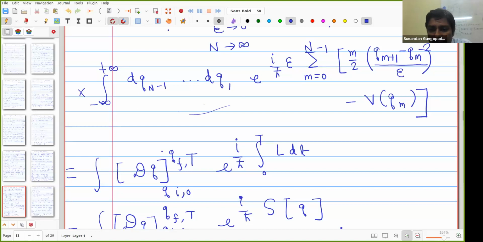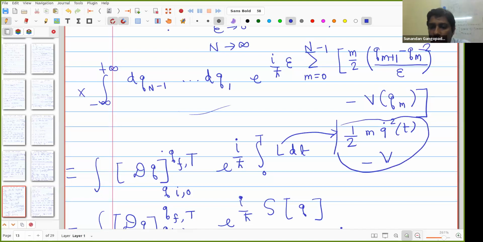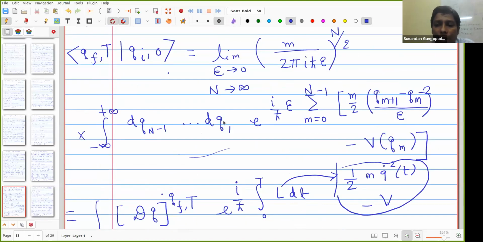you can see that this is the Lagrangian. This Lagrangian, you know, is basically (1/2) m q dot squared(t) minus V. This is the form of the Lagrangian. And for a free particle, we know that the potential V must be equal to 0. And let us see how we can carry out this path integral.